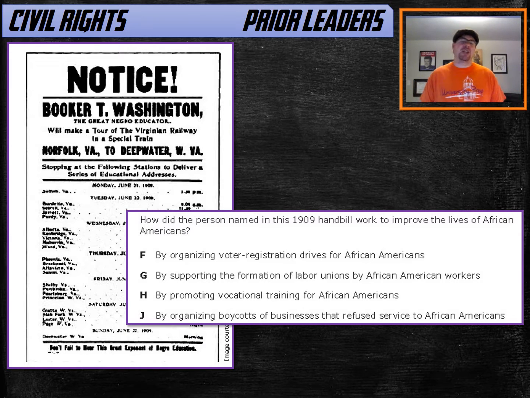Washington being an educator. The question is, how did the person named work to improve the lives of African Americans? And the answer is H. He promoted vocational training for African Americans. His focus was on education, even vocational education, to get African Americans into the workplace in greater numbers and in more diversified places than they were currently. So if you see Booker T. Washington, try to look for the education answer.